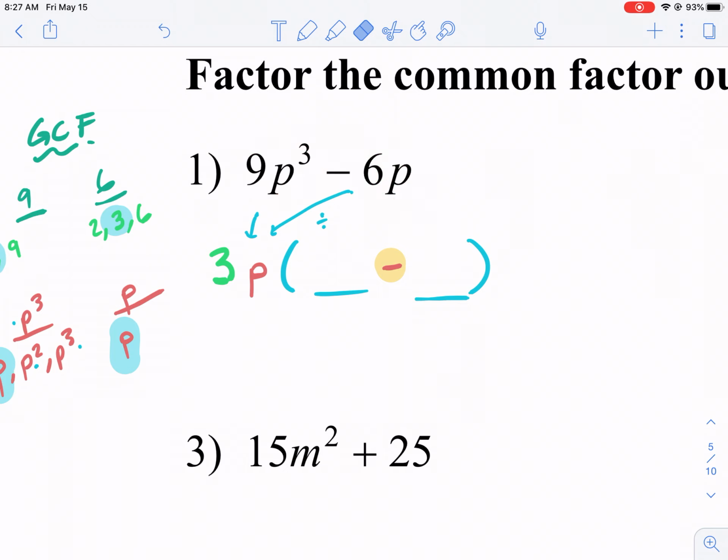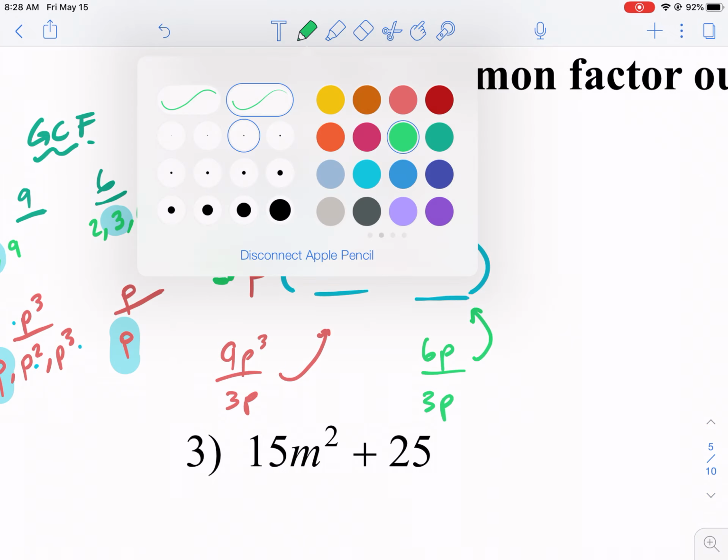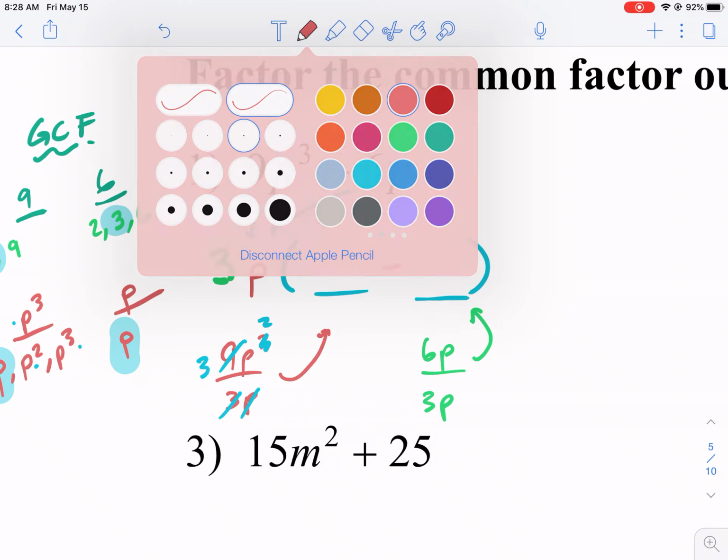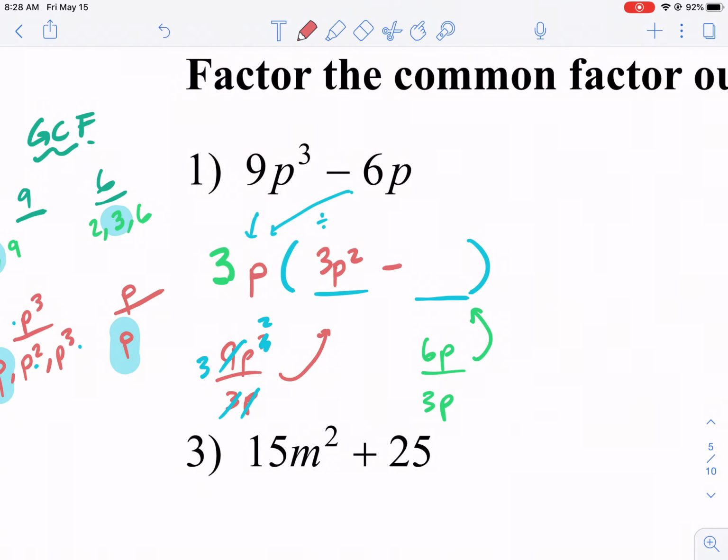Now I'm going to take 9p cubed divided by 3p, and put that answer here. I'm going to change the color, and then I'm going to do 6p. Technically it's a negative 6p, but I already copied down the negative. 6p divided by 3p, I'm going to put that answer there. Let's start with the one on the left. We can cancel the 9 with a 3. We can cancel one of the p's with one of those, leaving p squared. So our answer here is going to be 3p squared.